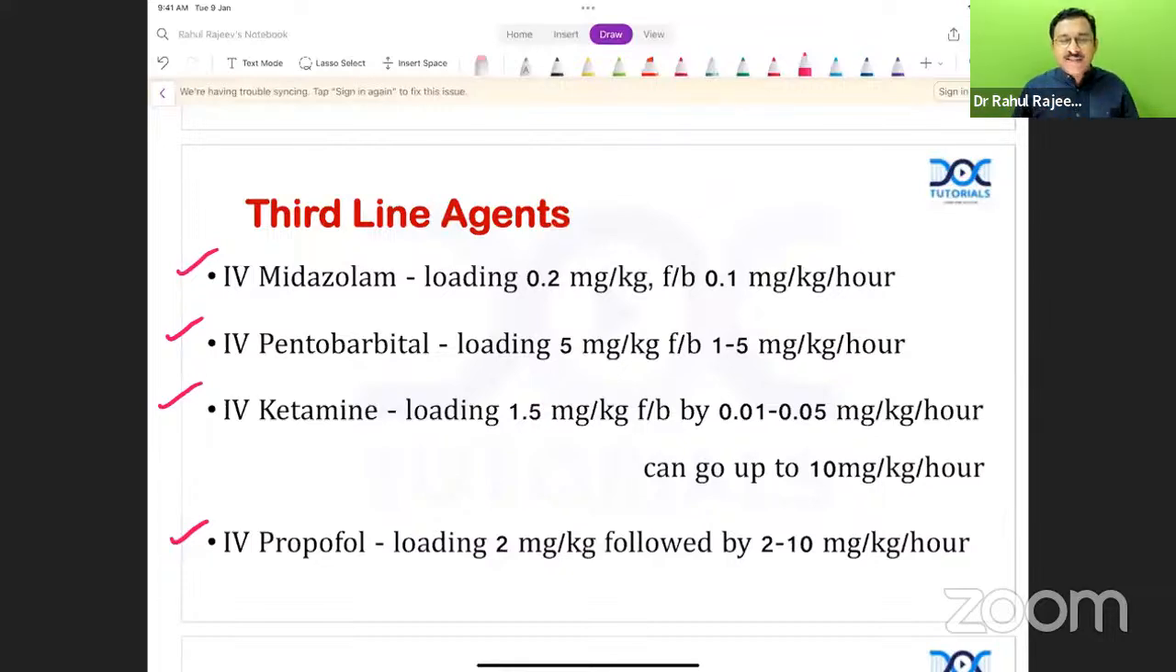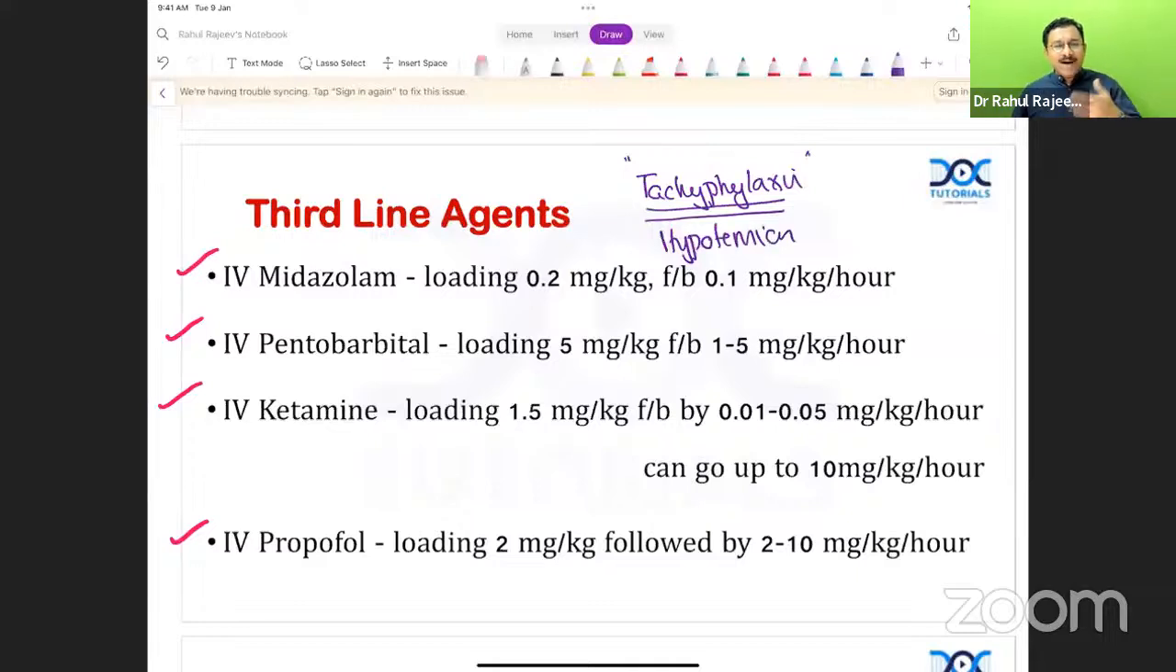Now, these are the options that you have got. Again, there is no evidence that any one of these should be the third line agent that is superior over the others, nothing like that. Each has its own advantages and disadvantages. Midazolam is a good agent. It is a benzodiazepine. But there is a problem with tachyphylaxis. Once you go for a continuous infusion, after some time, the patient might have rebound seizures in certain scenarios because of the tachyphylaxis. And hypotension is another problem with midazolam.